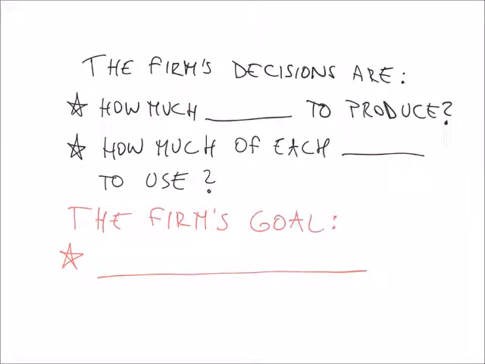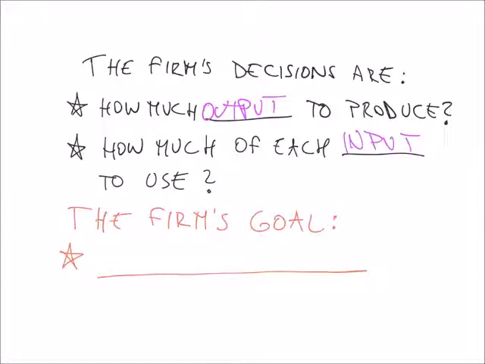So here are the questions for us today. The firm that is characterized by this technology, the production function, decides to do the following things. These are the decision variables for the firm. And I'm asking for your help here. How much fill in the blank to produce? Product? Exactly, you could say product or output. How much output to produce? And the second question is, how much of each input do you use?